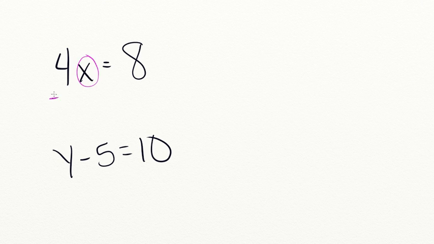So we're going to use the inverse of multiplication, which is division, and divide our left and our right side by 4. Now, whatever you do to the left-hand side, you have to do to the right-hand side. So 4 divided by 4 gives us a value of 1, and 1 times x is going to equal x itself. 8 divided by 4 equals 2.